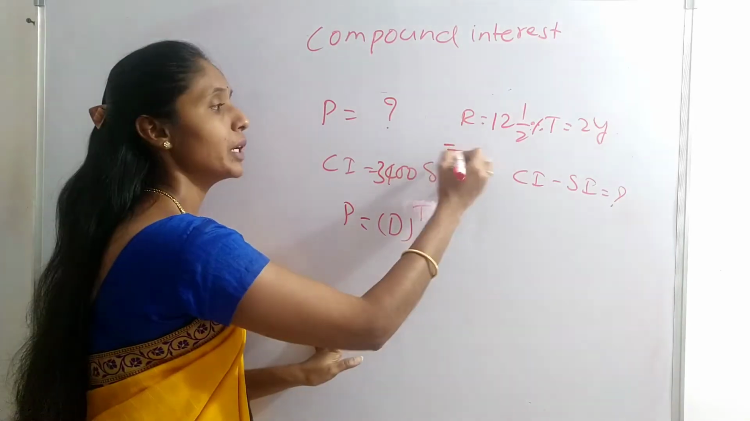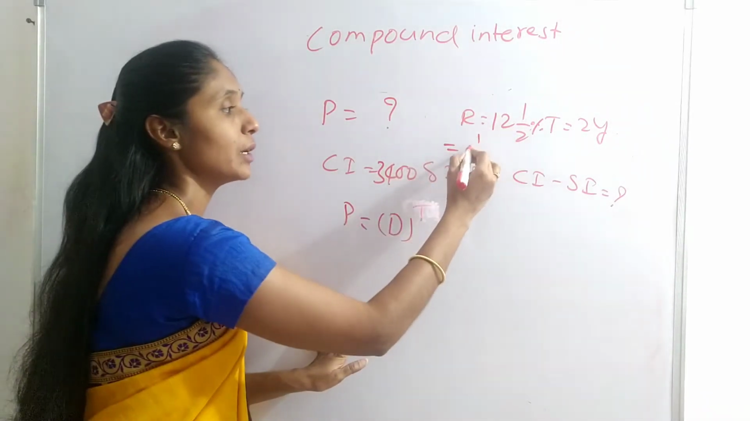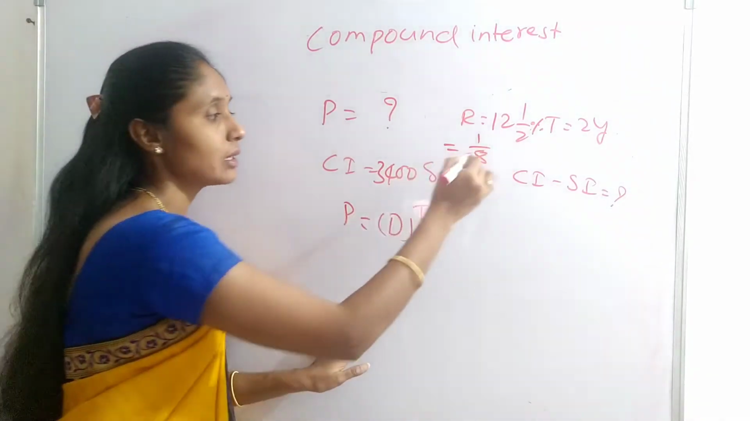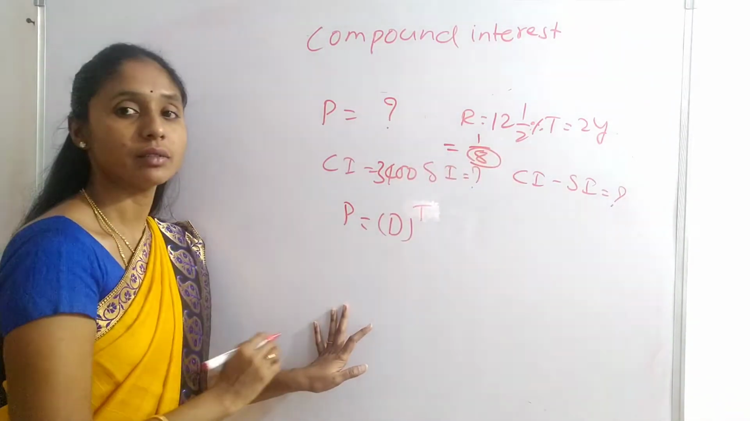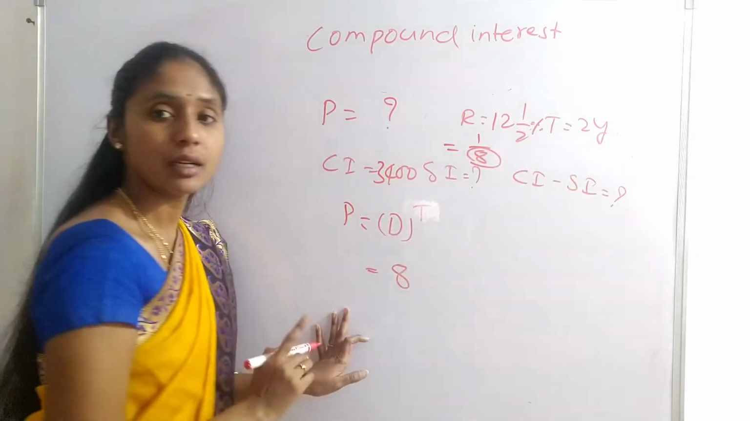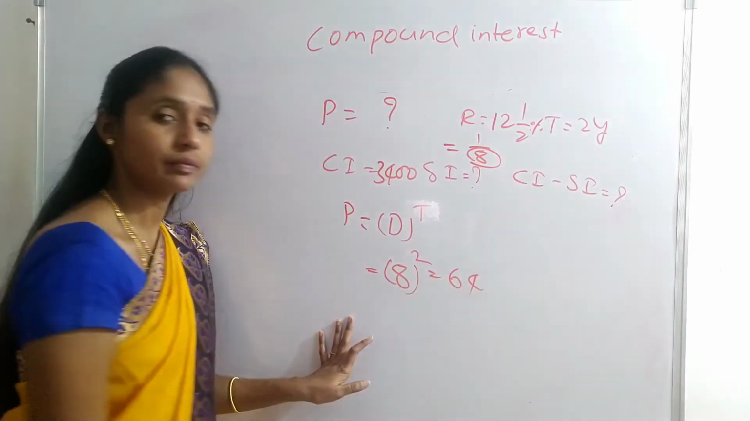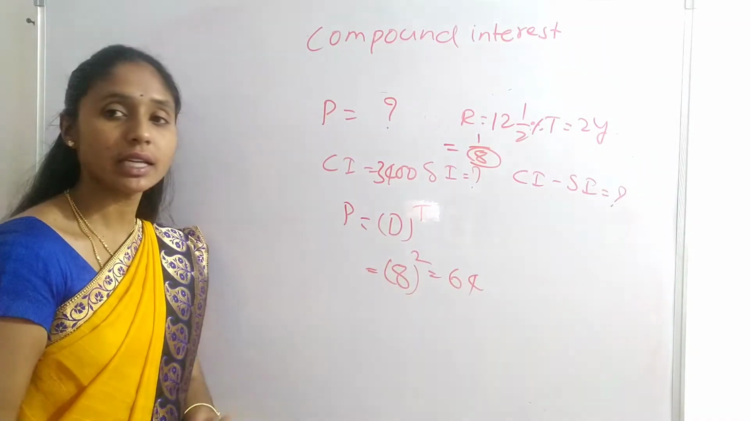So, coming to here, rate of percent is 12.5. That is in fraction 1 by 8. This denominator we should take. Okay, d equals 8 and power t is 2 years. 8 square, that is 64. Okay, principal amount is 64.